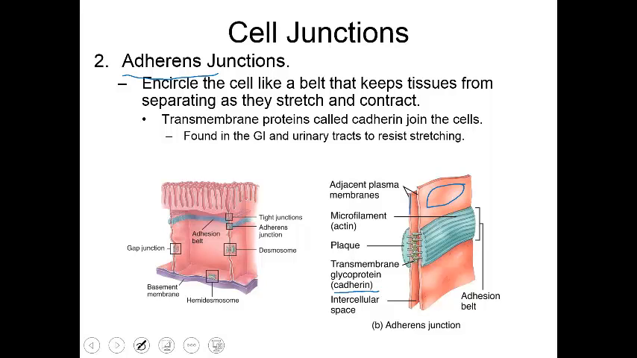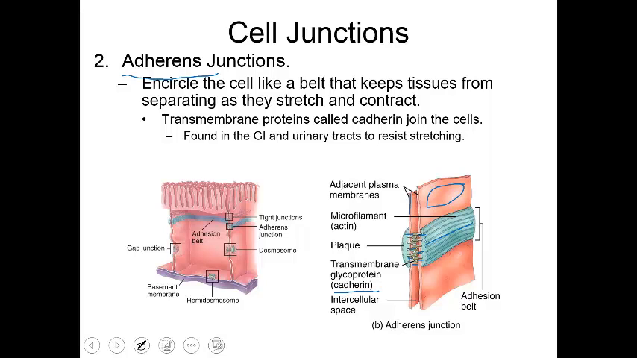You have cadherin molecules that are sticking out into that intercellular space, and they form what looks like a zipper. This zipper, made up of cadherin, forms the actual junction, and then you have a protein-based rubber band that holds these plasma membranes together. That's the rubber band, and it is made up of the protein actin. So it's a type of microfilament.